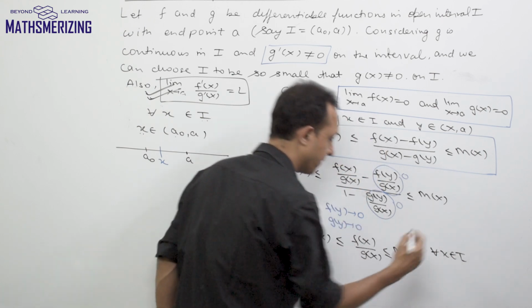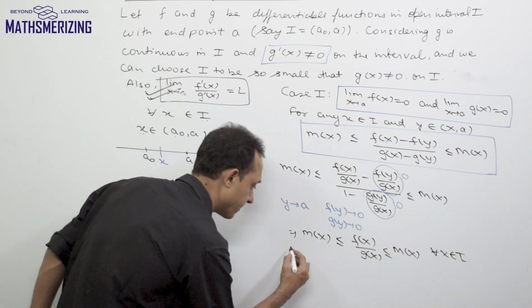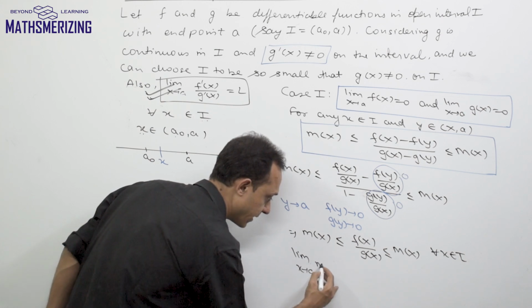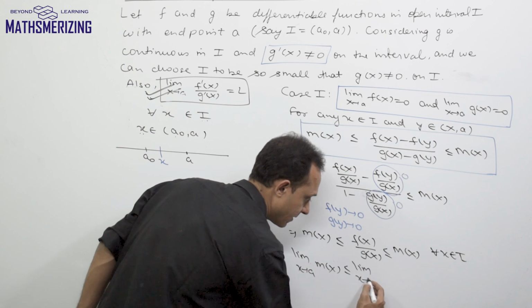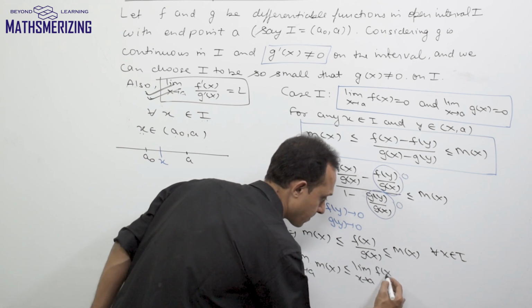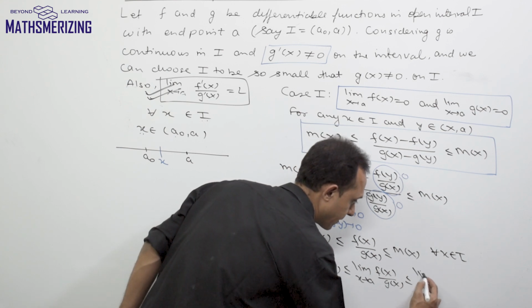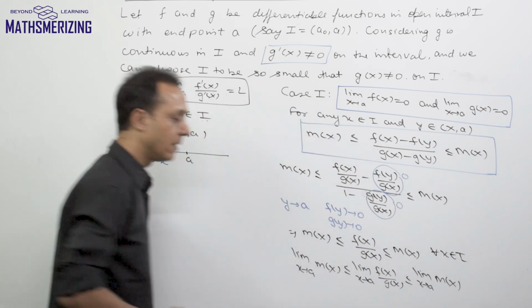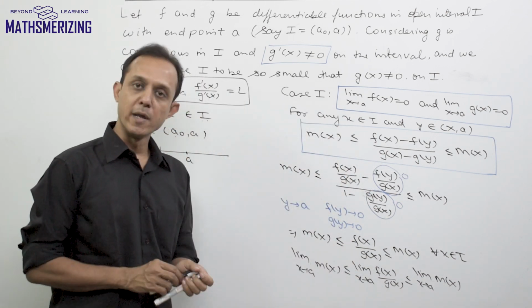in this interval I. Now what I'll do is, I'll take this limit x tends to a. So I'll write limit x tends to a small m(x) is less than or equal to limit x tends to a f(x) upon g(x) is less than or equal to limit x tends to a capital M(x). Now I'll revisit the definitions of small m(x) and capital M(x).